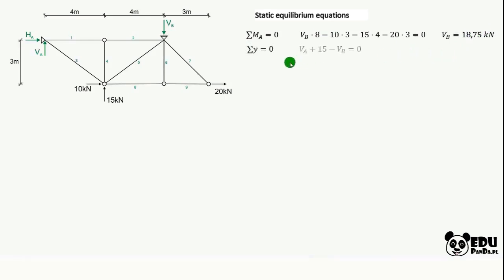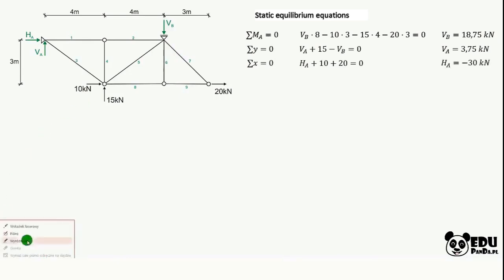Now, the sum of the projections on the y-axis, so we have VA going up, 15 going up, and VB going down. From this, we calculate the reaction VA, which is 3.75 kilonewtons. And from the sum of the projections on the x-axis, we calculate the reaction HA, which comes out to minus 30, meaning I assumed the direction wrongly, so I'll change it right away. So HA acts, maybe I'll use red color, not to the right, but to the left. And here we have a little plus, okay.